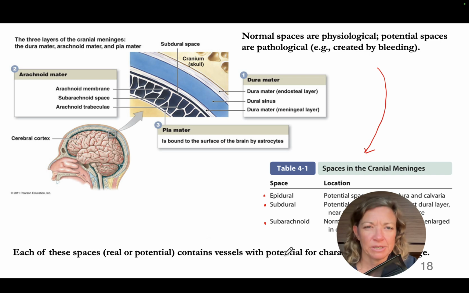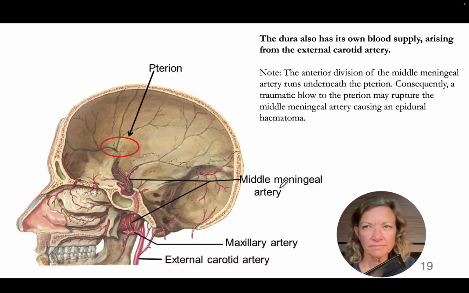So the first space I want to talk about in relation to hemorrhage is the epidural space. And what's important about it is that it contains the vessels that supply the dura. And these vessels arise from the external carotid artery. So the vessels that supply the cerebral cortex arise from the internal carotid. Vessels that supply the dura arise from the external carotid.